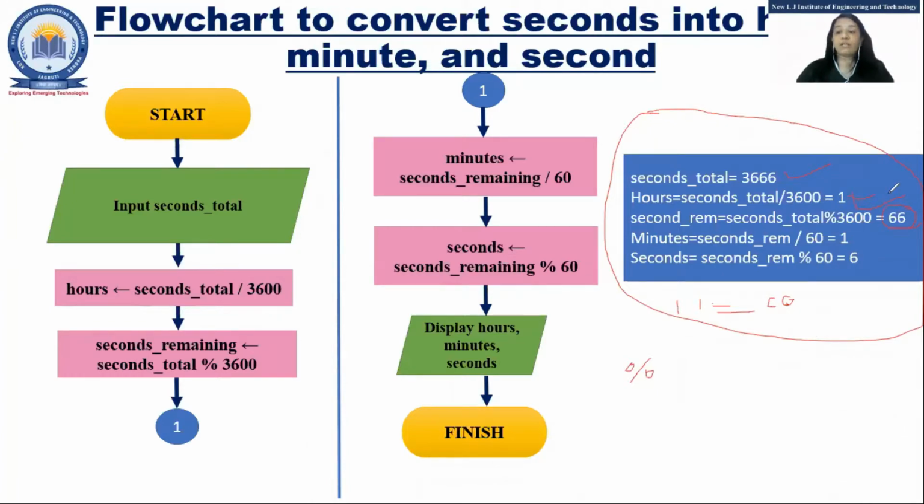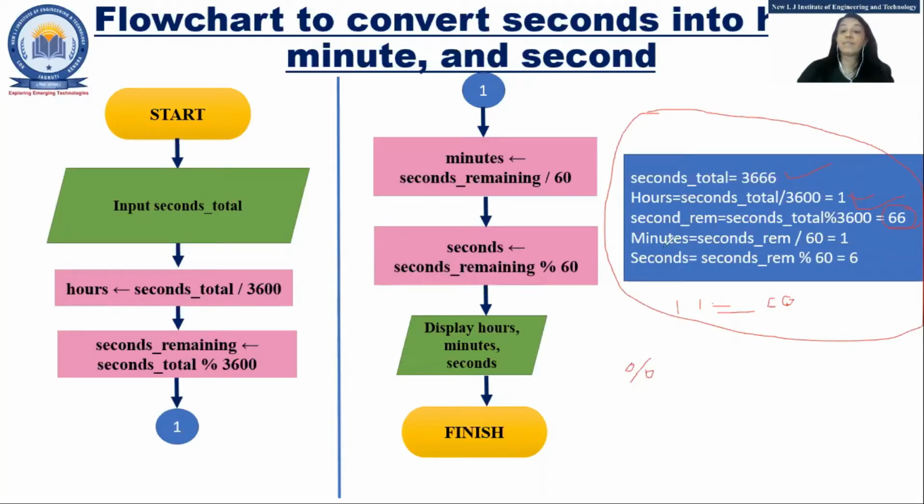First I have found out the hour, then I have found out the remaining seconds. Now I need to find out minutes. Whatever the remaining seconds is, again it is 66. So we can't go for 66 seconds, right? It is 1 minute 6 seconds. 66 seconds means 1 minute, because 1 minute equals 60 seconds. So I cannot write 66 seconds. I can write 1 minute 6 seconds.